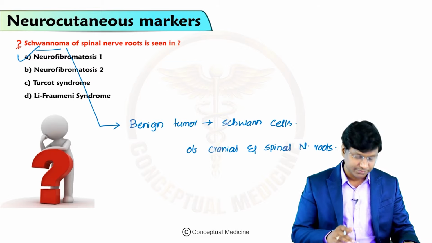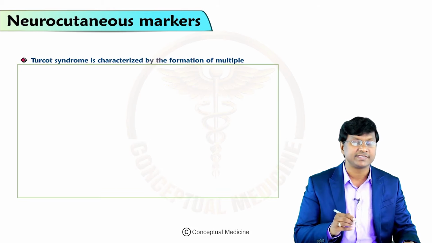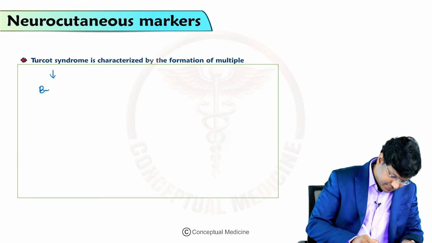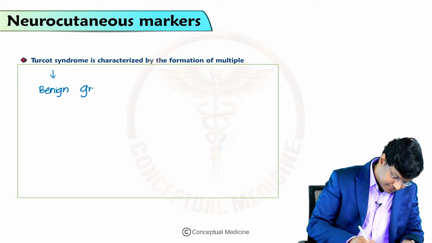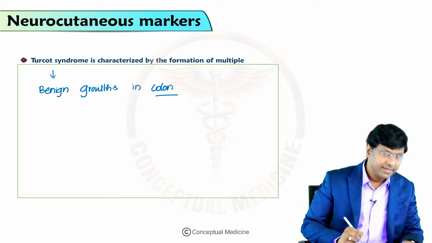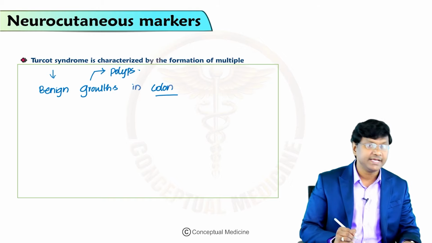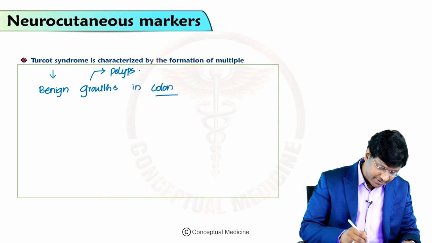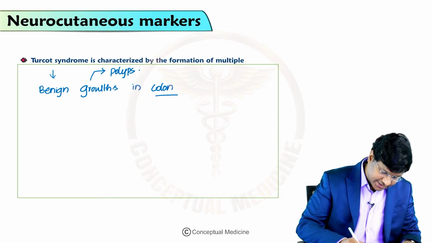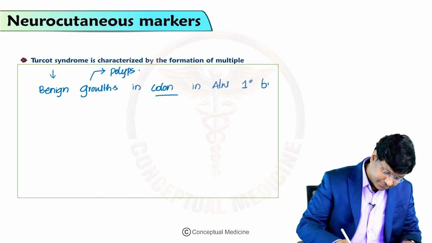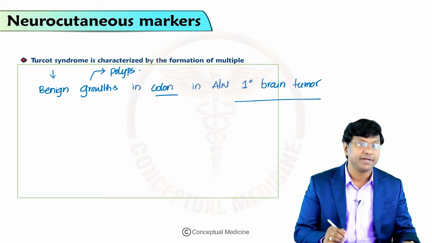Now coming to Turcot syndrome. See, what is this Turcot syndrome? Turcot syndrome is characterized by the formation of multiple benign growths in the colon. Right, multiple benign growths in the colon, and these are nothing but polyps, right? And these multiple benign growths in the colon occur in association with a primary brain tumor.